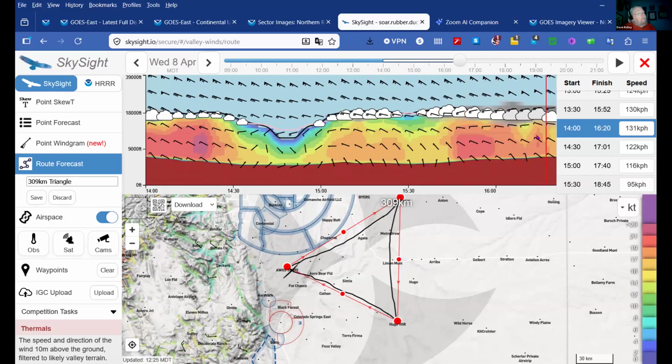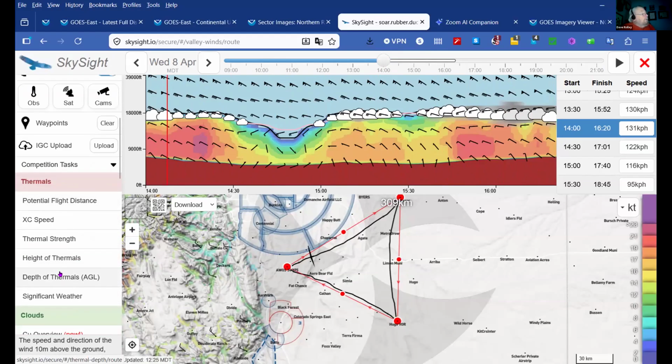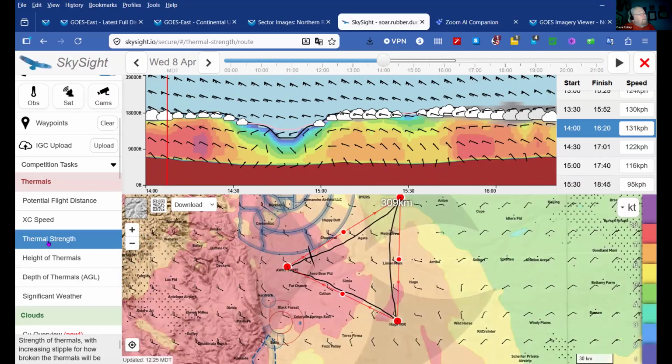And notice the dark line in the middle. What it's doing is trying to optimize that flight for the conditions that it expects to see. So rather than flying a straight line, it's going to tell me I need to divert a little bit south. And so now we can come back to the other tools and look at the thermals.